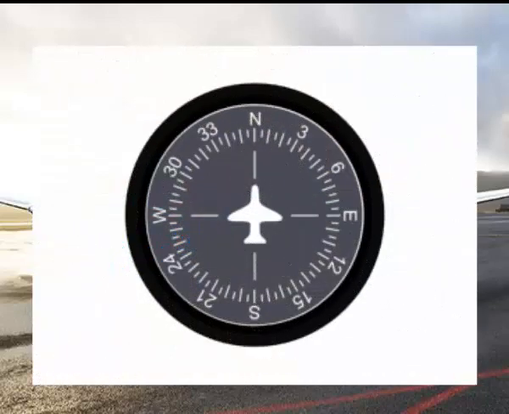Heading indicator. The heading indicator, also known as the directional gyroscope or DG, shows the direction of the aircraft in compass points with respect to the magnetic north when set with the compass. Like the magnetic compass, this must be periodically corrected.